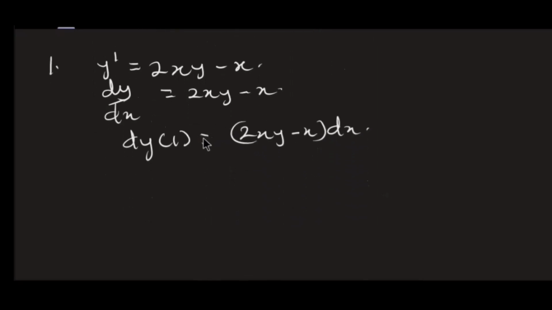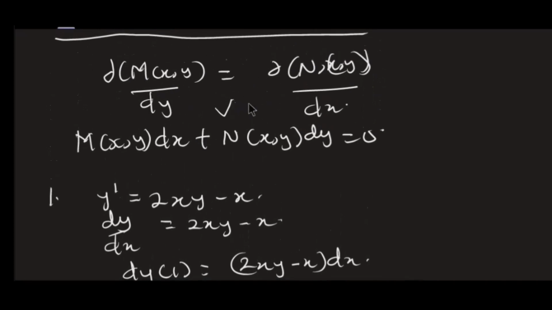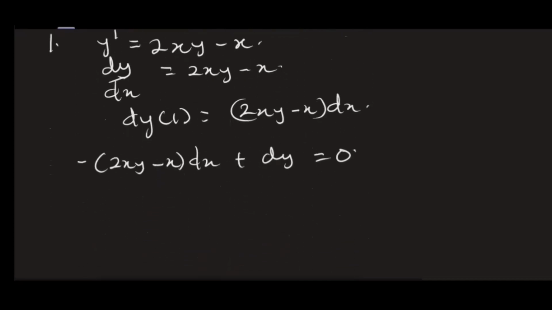Once I have this, you know exact differential equation has a term to this side. So I'm going to have negative of 2xy minus x dx plus dy equals 0. And at this point, this one has been expressed in the exact standard form. But before we conclude that it is an exact equation, we first need to check this condition here. If it doesn't satisfy this condition, then we say this equation is not exact.